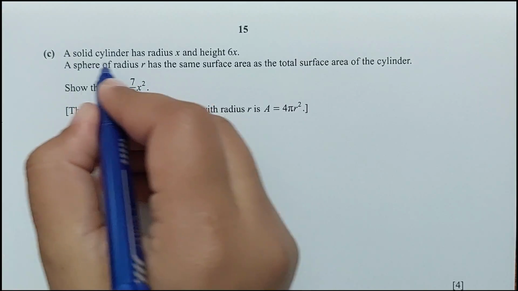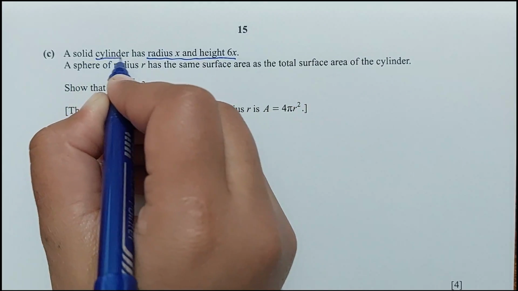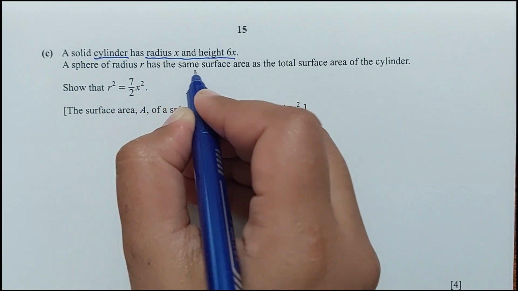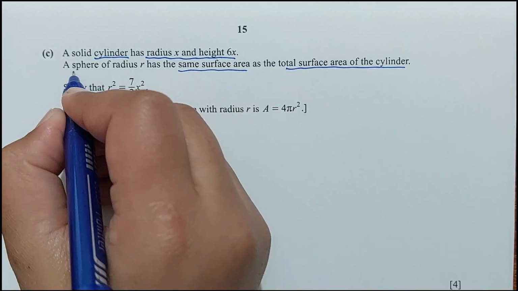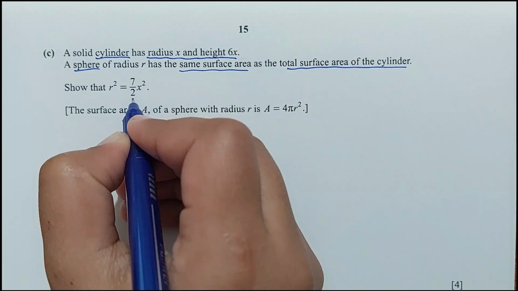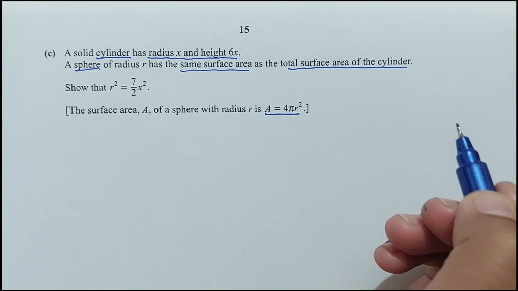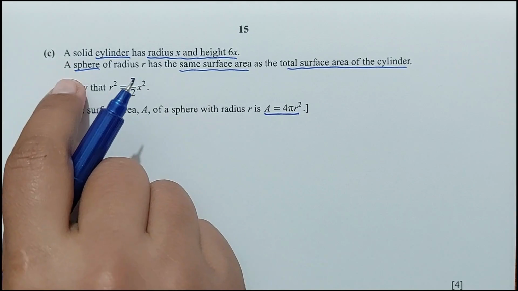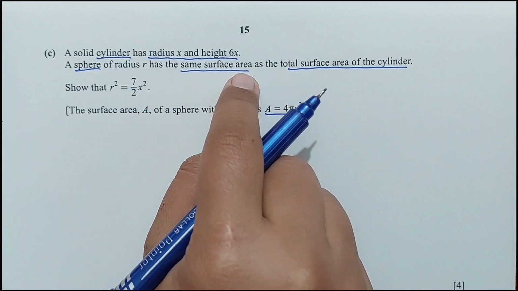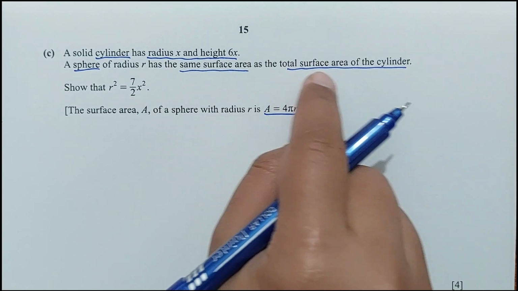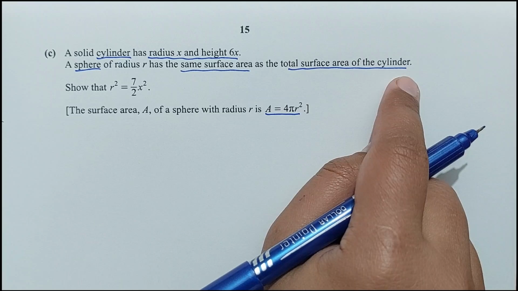Now for part C, a solid cylinder has a radius x and height 6x. A sphere of radius r has the same surface area as the total surface area of the cylinder. Show that r squared equals 7 by 2 x squared. The surface area of a sphere with radius r is this. So we are given that the surface area of the sphere equals the total surface area of the cylinder.